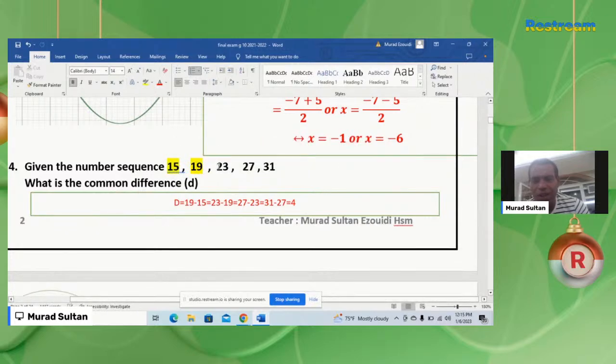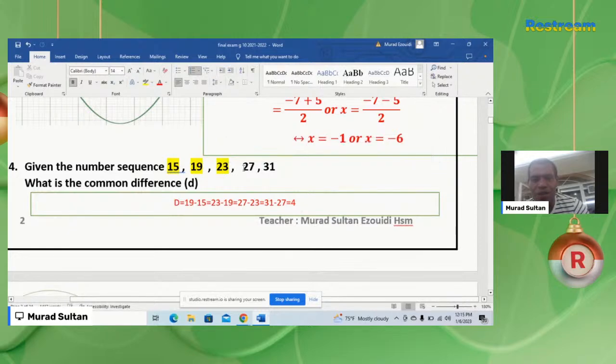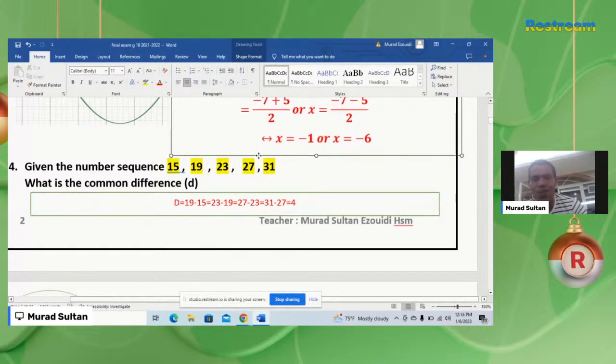Also, the common difference is the difference between two consecutive terms. It will be 23 minus 19, which is 4. And also it will be the difference between the fourth term and the third term. 27 minus 23 is 4. And also it should be equal to 31 minus 27. So the common difference, in fact, is a constant, which is 4. And you can see this sequence is an increasing sequence simply because it increases by the same amount.